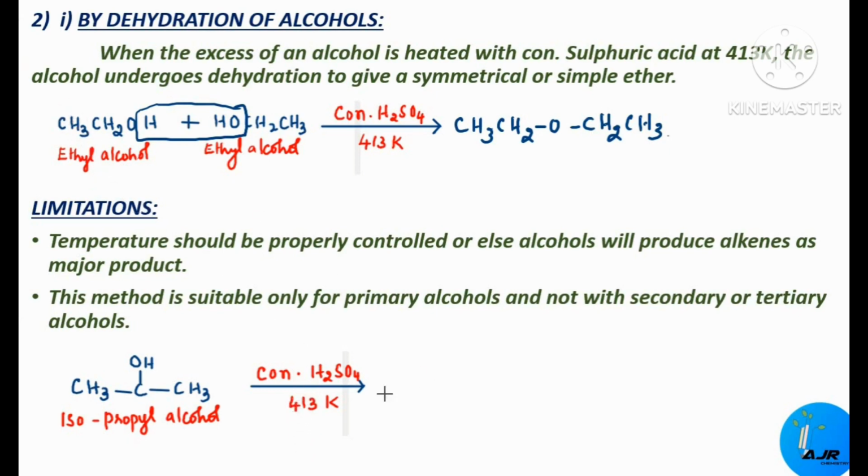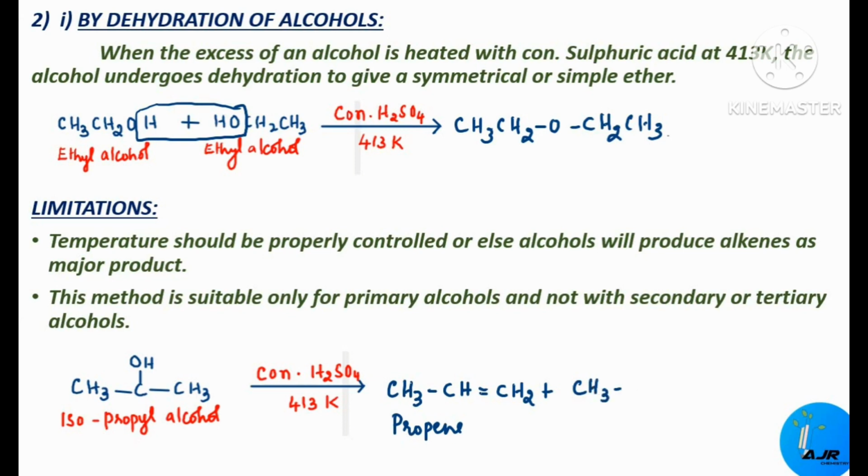What's the product? CH3CH=CH2. So this is propene, and this propene will be the major product. So it's an alkene. Along with this, we'll be getting a minor product, that is ether as a minor product.